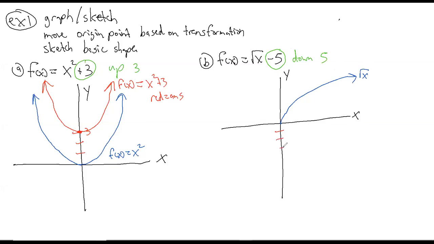1, 2, 3, 4, 5. So here's a height of -5. That point that used to be at the origin is now sitting here. And then we just draw the exact same shape, but stemming from this point down here. So it's not going to go up really quick. It's going to go up just as quick as before. So that would be the square root of x minus 5.